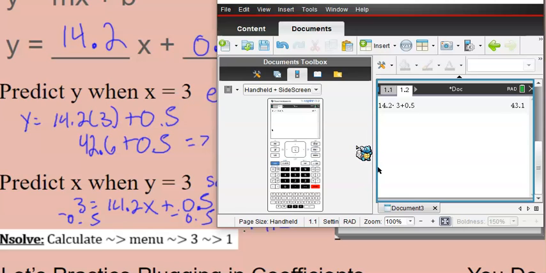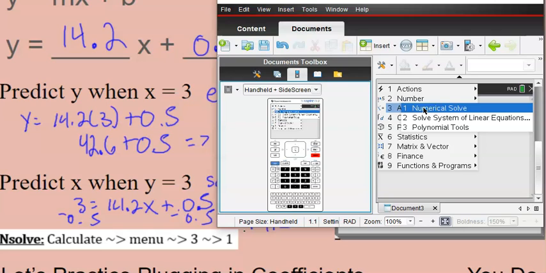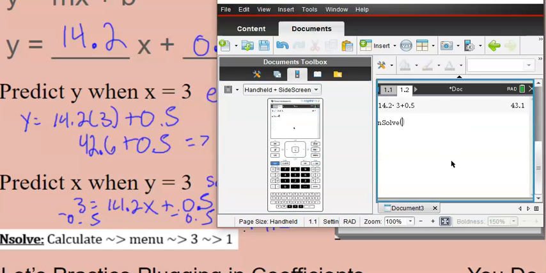Okay, now let's do the prediction for solving. So we go to menu, 3 algebra, 1 numerical solve. You do 3 equals 14.2x plus 0.5, and then comma x. Enter, and then you get the other result there.